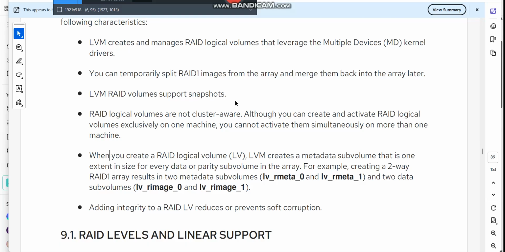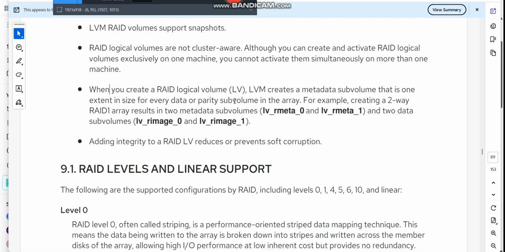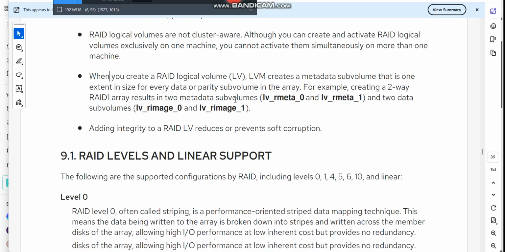When you create a RAID logical volume, LVM creates a metadata subvolume that is one extent in size for every data or parity subvolume in the array. For example, creating a two-way RAID 1 array results in two metadata subvolumes, LV_rmeta_0 and LV_rmeta_1, and two data subvolumes, LV_rimage_0 and LV_rimage_1. Adding integrity to a RAID LV reduces or prevents soft corruption.